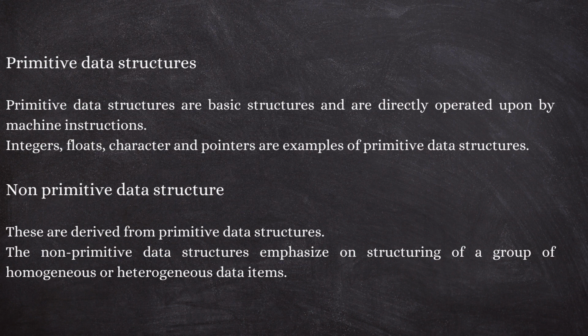Primitive data structures. Primitive data structures are basic structures and are directly operated upon by machine instructions. Integers, floats, character and pointers are examples of primitive data structures. Non-primitive data structure. These are derived from primitive data structures. The non-primitive data structures emphasize on structuring of a group of homogeneous or heterogeneous data items.